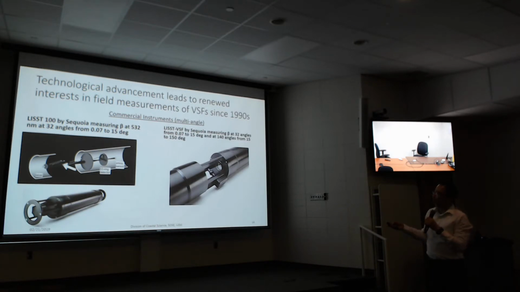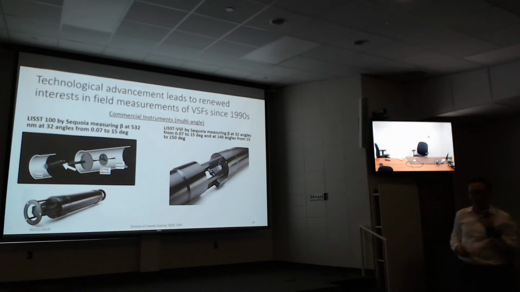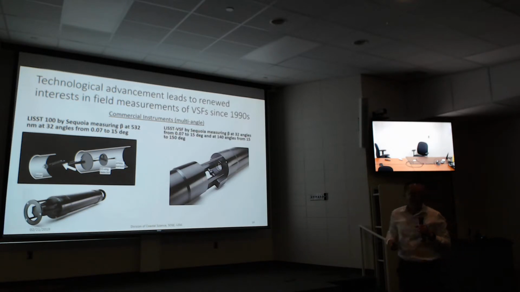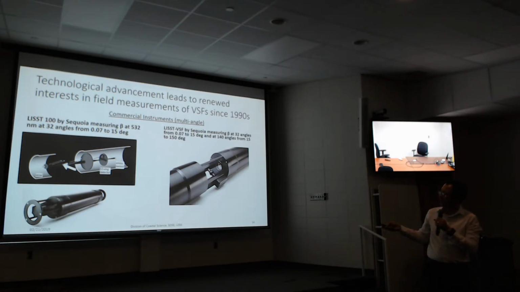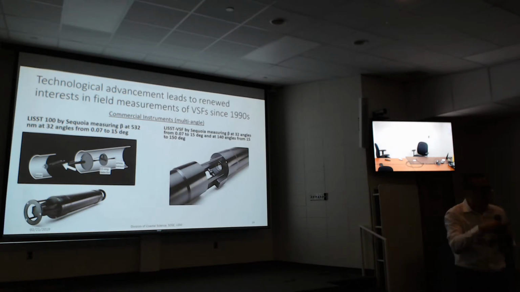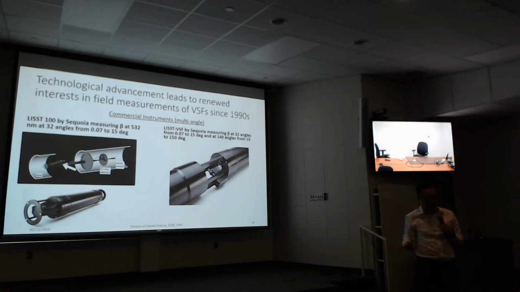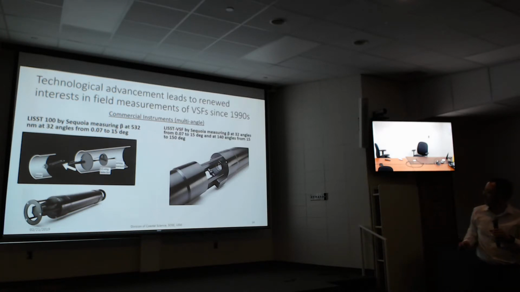And there are commercial instruments that measure scattering at multiple angles, like the LISST-100, and many people in marine science have this instrument. It measures the scattering at near-forward angles. What is near forward? From about 0 to 15 degrees, at 32 different angles within this angular range. This is what the instrument looks like, the LISST-100. And this is another one, the LISST-VSF.